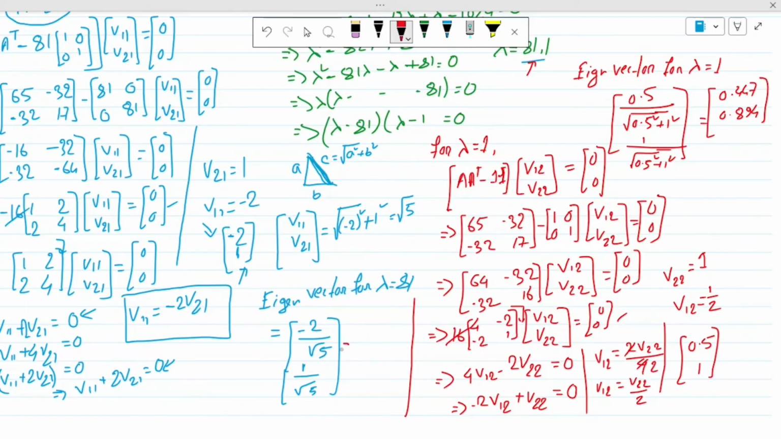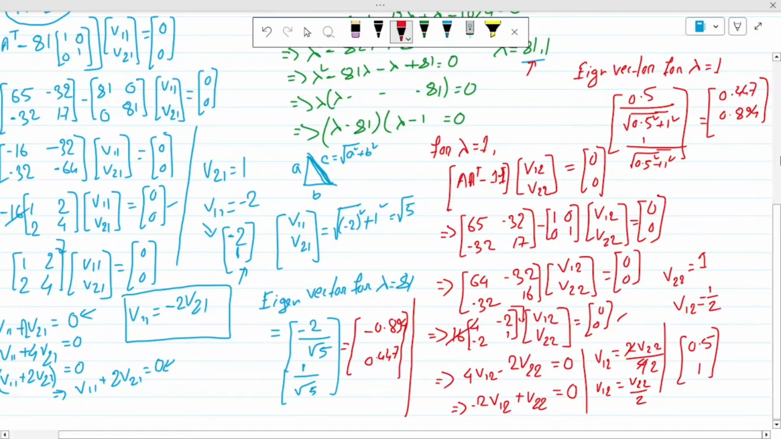Similarly here also, if you simplify this equation, you will get -0.894, and similarly here you will get 0.447. So these two eigenvectors you will get. This one is for 81 and the second one is for 1. So now we got our second vector. Second vector is our u vector. So let's formally now write u vector.